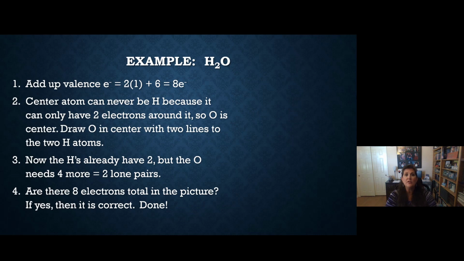Okay, first example is H2O. Add up the valence electrons. Hydrogen is in the first column, so it has 1 valence electron.